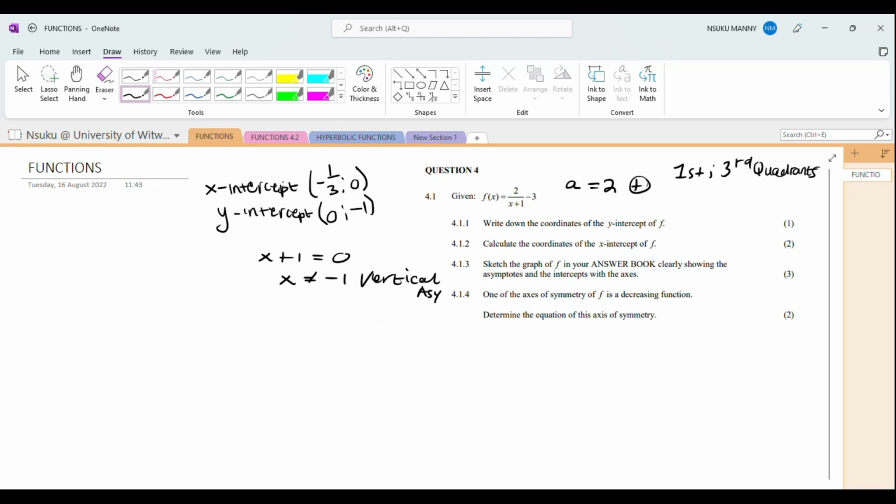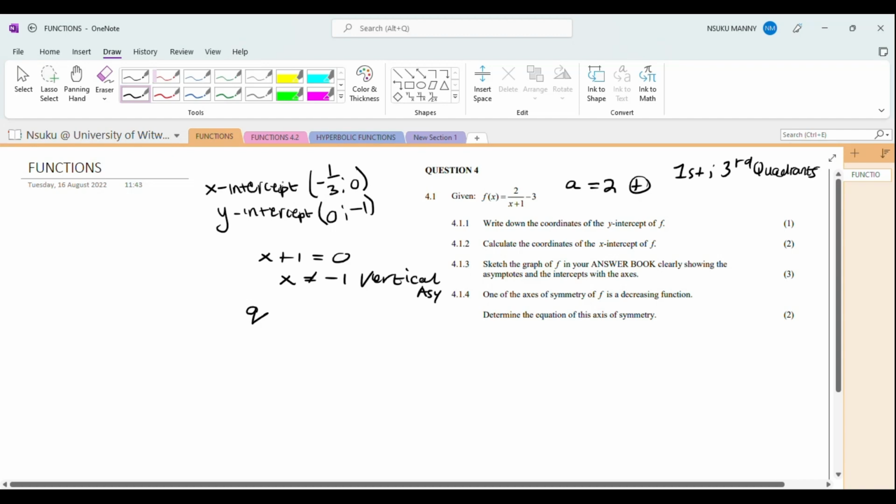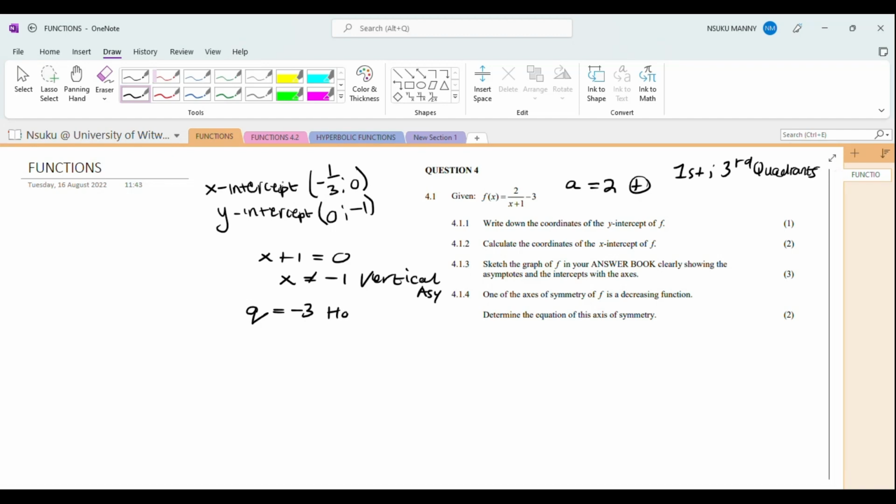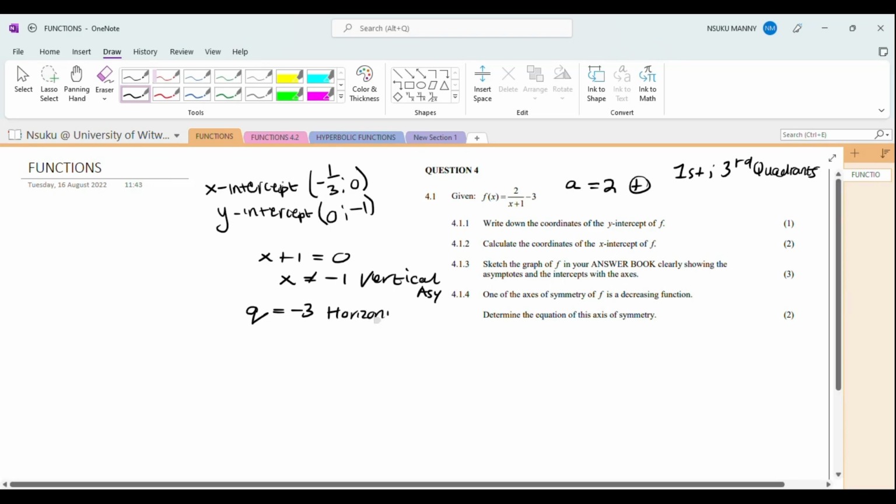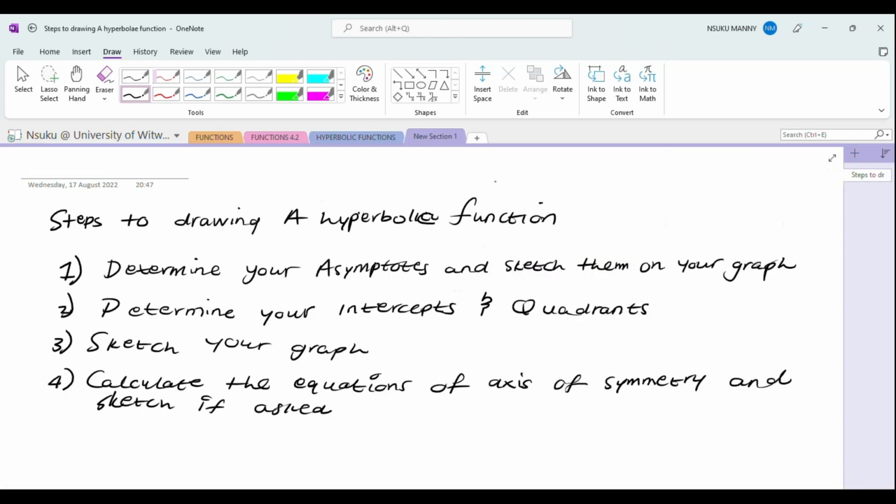Now to determine our horizontal asymptote, that's easy. Our horizontal asymptote is always q. So in this case, q is -3. So that's going to be our horizontal asymptote. So let's look. The first step says determine your asymptotes and sketch them on your graph.